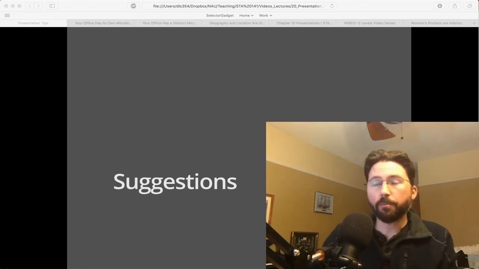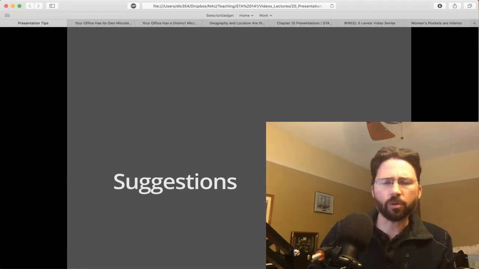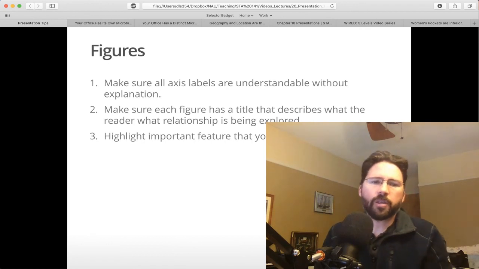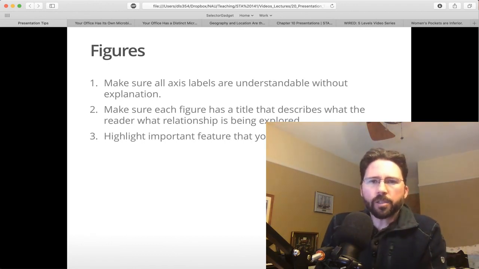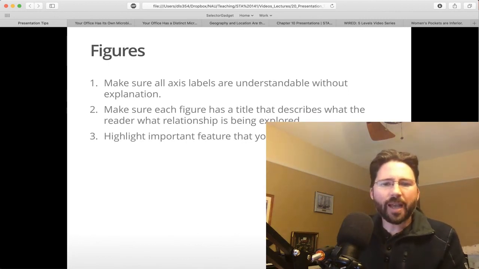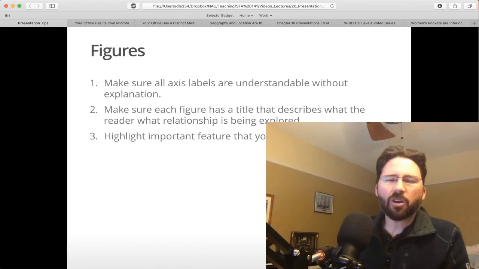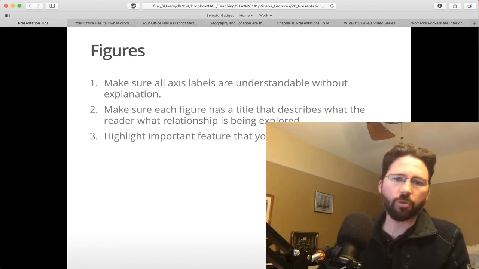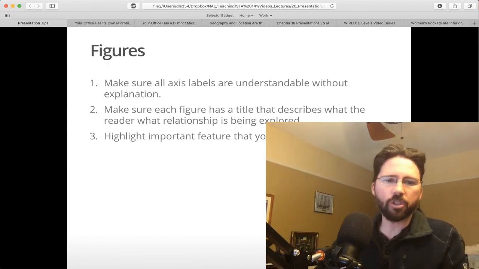So here we go. First off, let's talk about the figures. This is most applicable towards what this course is all about, but I've got 3 highlights that I want to do. 1, make sure all your axis labels have an understandable label that doesn't require explanation. Particularly if someone's going to take this figure and use it somewhere else, you want the axis label to make sense and someone should be able to just read it. Figures need to have a title as well, and that describes the relationship that's being explored within that figure. So make sure you've got titles.